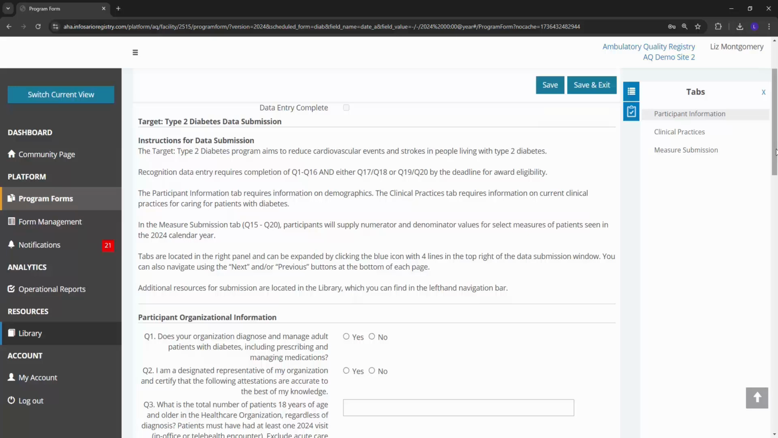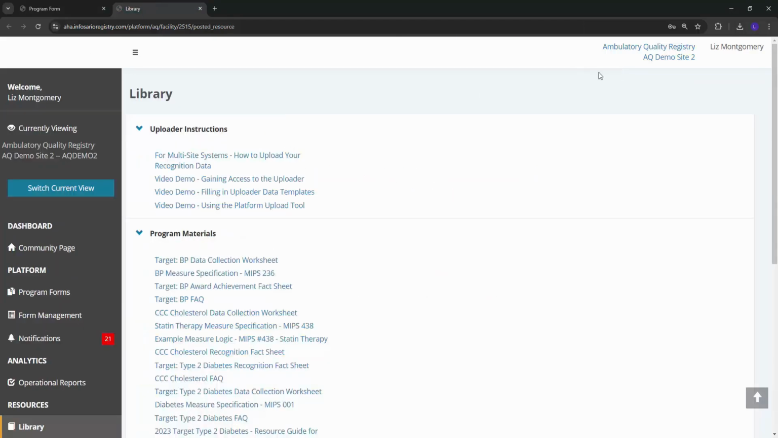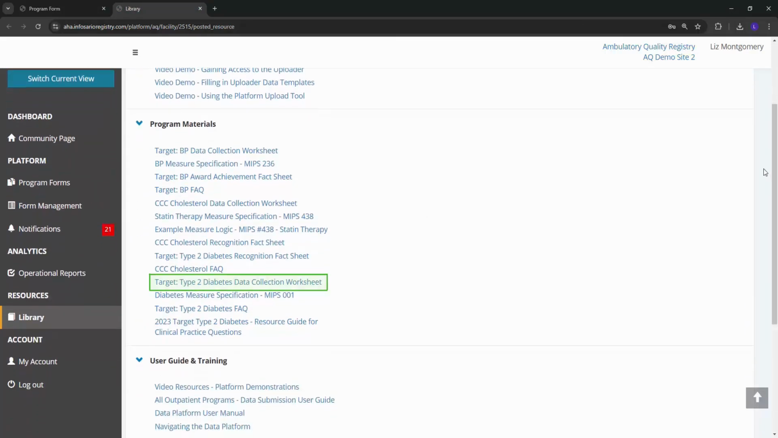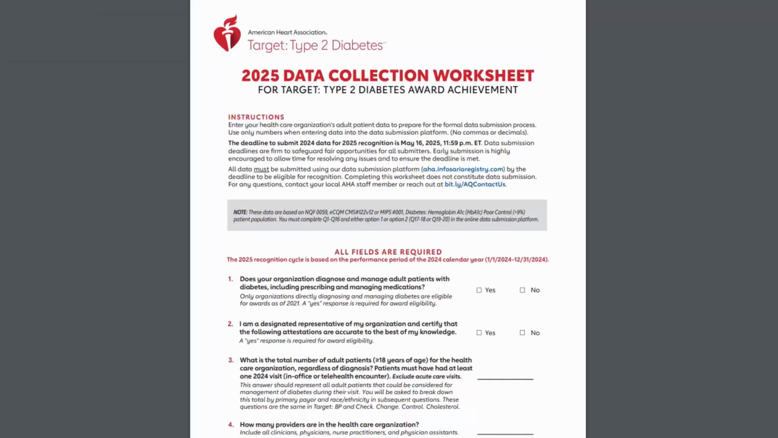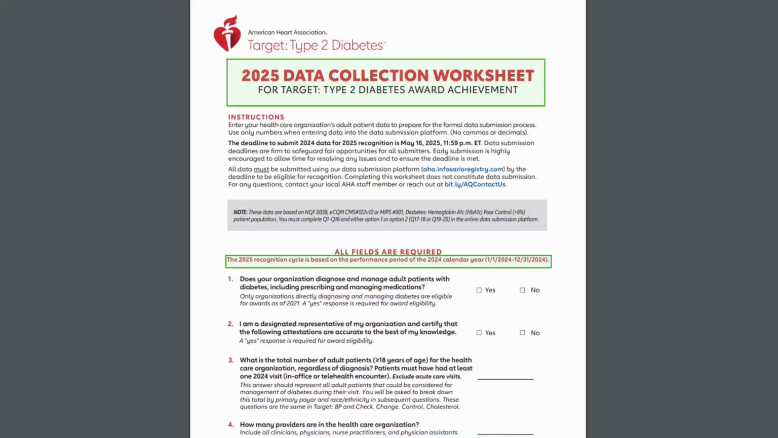You can find this worksheet by navigating to the library on the left. I'm right-clicking to open in a new tab. In the library, click on the Target Type 2 Diabetes Data Collection Worksheet to download the PDF, and then open it. Questions may change from year to year, so please ensure that you have the latest data collection worksheet, which you can find on the top of the first page.